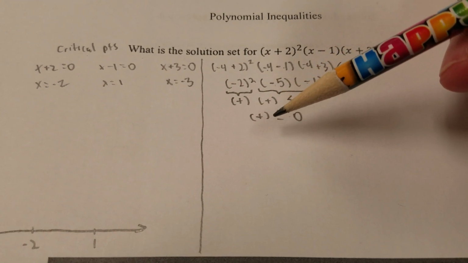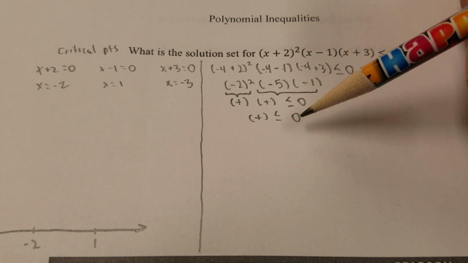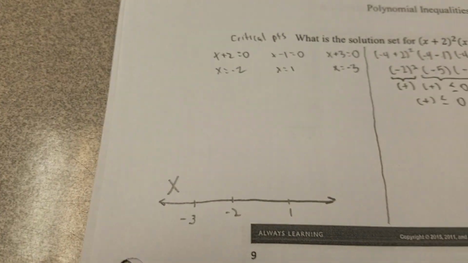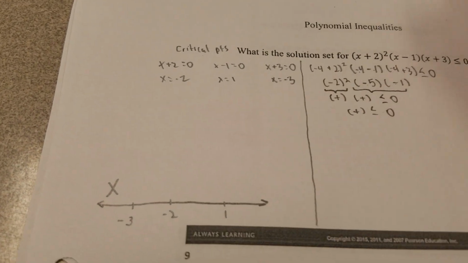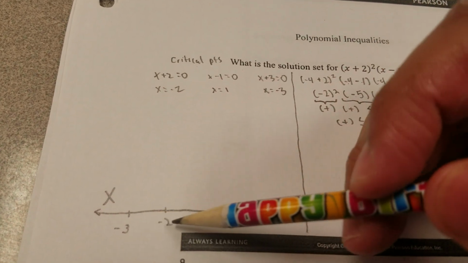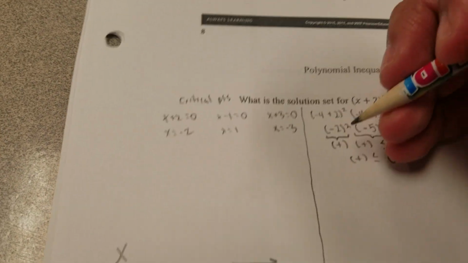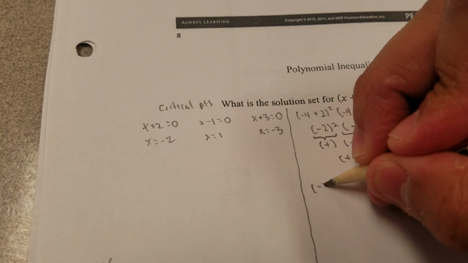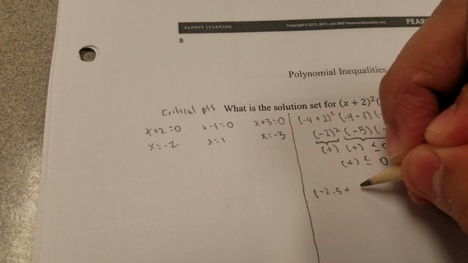That positive number is not going to be 0. It's not going to be less than 0. So this over here is not my answer. Any number that's smaller than -3 is not my answer. Now I'm going to choose something between -3 and -2. So -2.5. I'm taking the same equation right here and plugging in -2.5 for x.